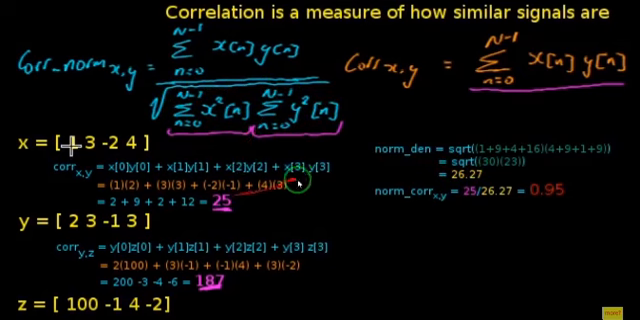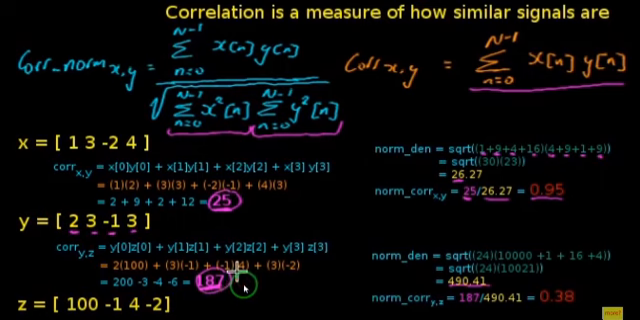So 25 for here and 26.27 for here, and the division of these two reaches the number 0.95. So it is really close to the number 1. Okay, and now because it is normalized, it tells us that these two functions x and y are behaving really similarly compared to each other. Now let's go and do the same for y and z.